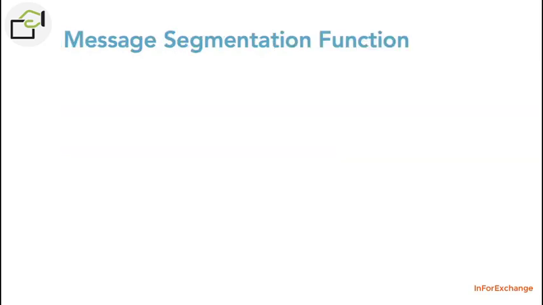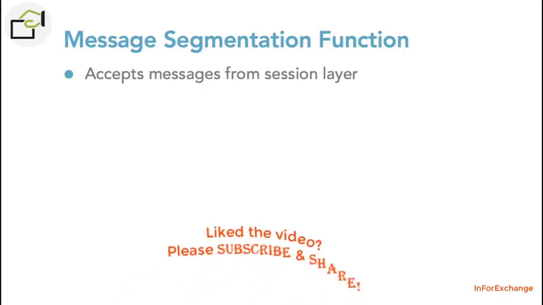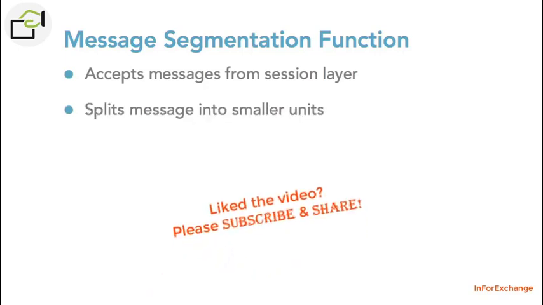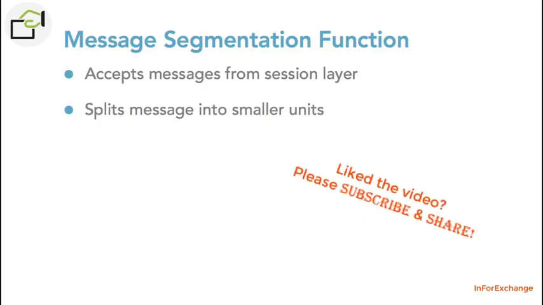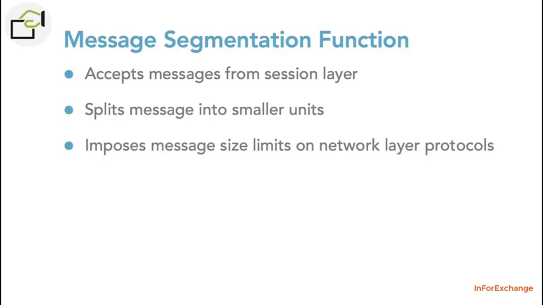One of the functions of the transport layer is something called message segmentation. What this means is the transport layer accepts messages from the session layer above it in their entirety. Once the transport layer has the message from the session layer, it then splits that message up into smaller units that can be sent across the network. Part of the segmentation process of the transport layer is to impose message size limits on the network layer protocols below. That way, the network layer protocols below don't try to send messages that are larger or smaller than the transport layer is trying to pass on to it.